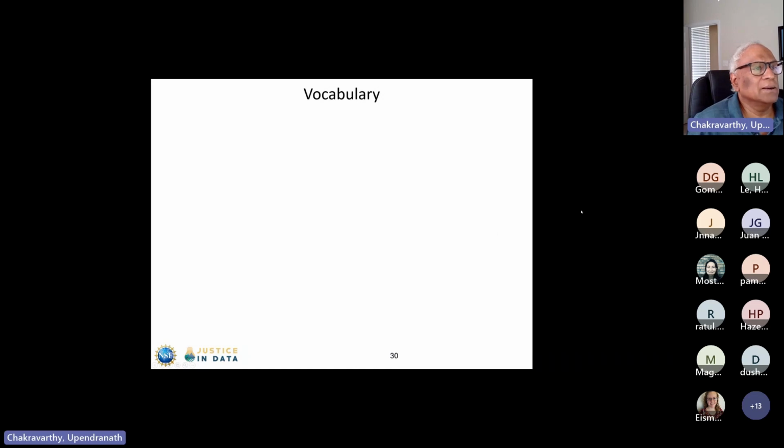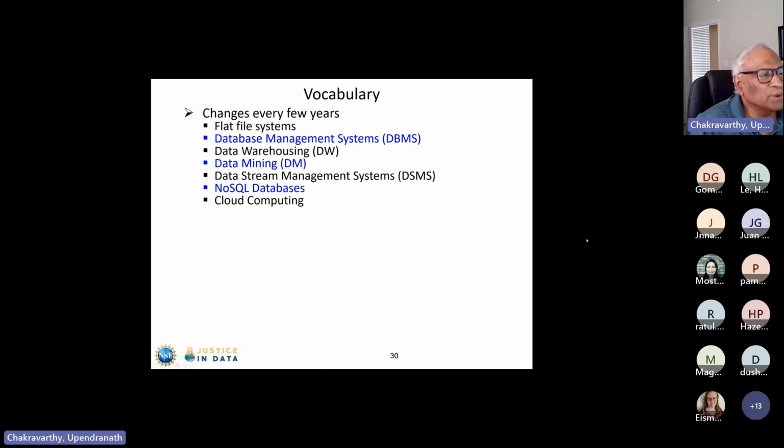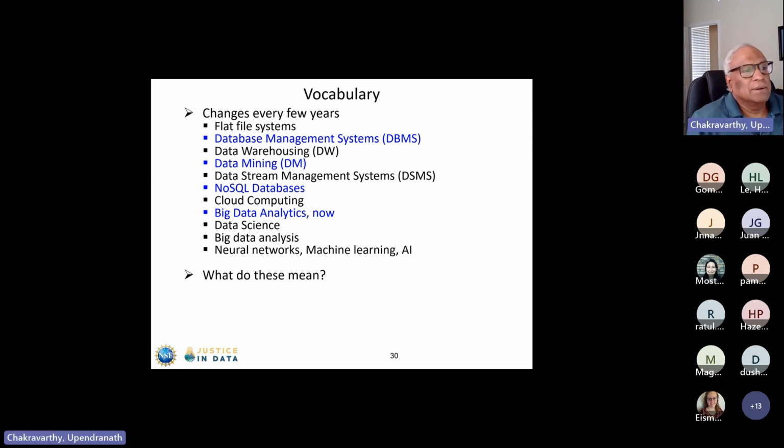So the vocabulary changes every few years. This is true in computer science. I don't know about other areas. We have new terminology, new things. So from flat file systems, we went to DBMS, to data warehousing, data mining, data stream management systems, NoSQL databases, cloud computing, big data analytics, data science, big data analysis, neural networks. So this is the evolutionary path that has happened.